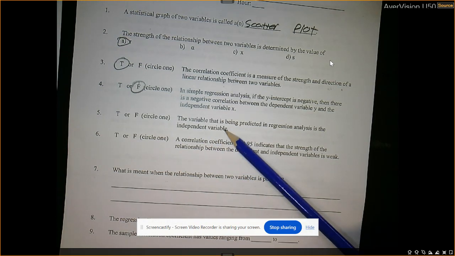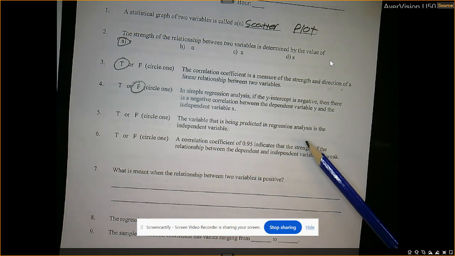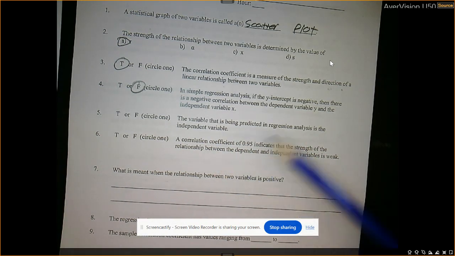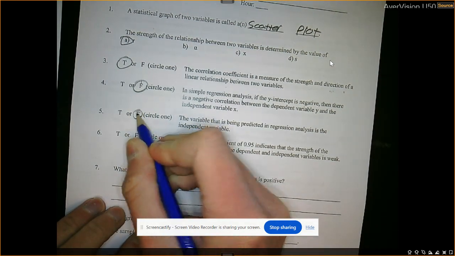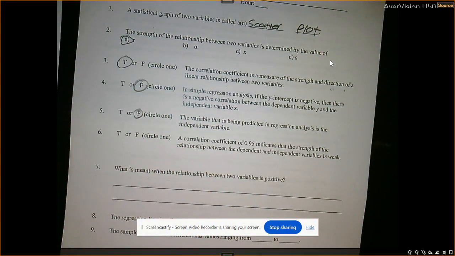The variable that is being predicted in regression analysis is the independent variable. Okay, that's false, right? Independent is what you're given, and then you are seeing, like, does it affect the dependent variable?